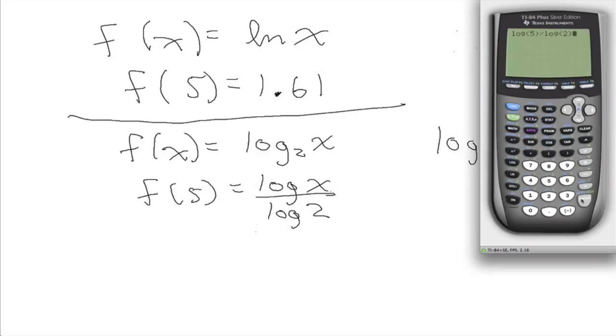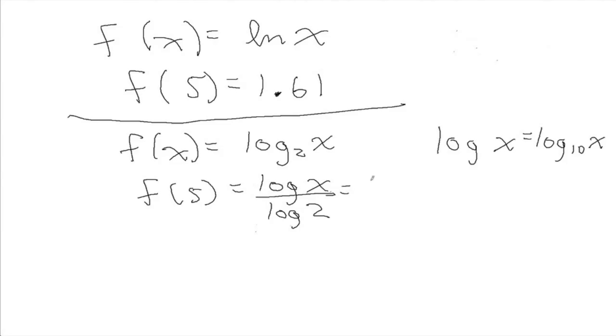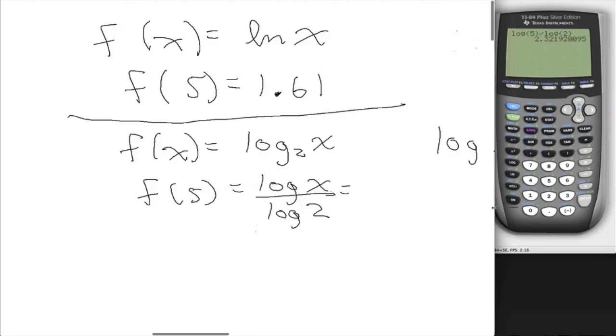Okay. So what do you get when you do that? Log 5 divided by log 2. 2.32. Okay, that's right. So since we can't find the option to do that directly on your calculator, that's the formula for doing it. There's a couple different ways to do it. You could also do this with natural log.